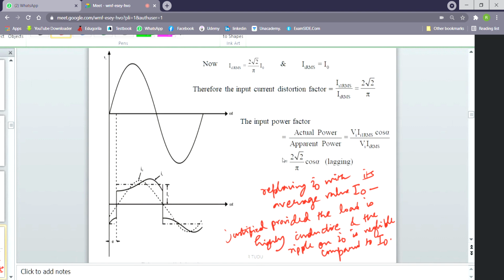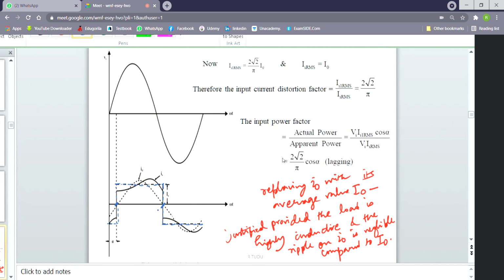Understood? Yes? Okay, so if we assume that the load is highly inductive, look at the picture, a dotted line is visible. So what we can see is that the waveform of I1 becomes a square wave, with transitions at omega t equal to alpha and at omega t equal to pi plus alpha.